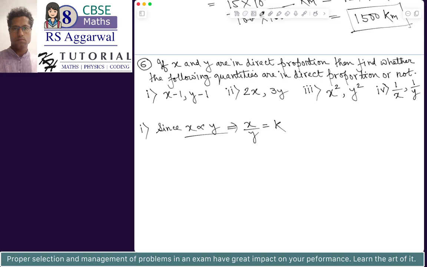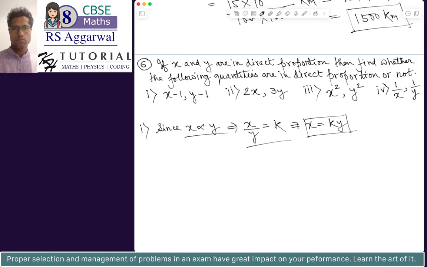Now we have to see whether the quantities x minus 1 and y minus 1 are in direct variation or not. Now let's see, from the fact that x by y is a constant k, we can say that x is equal to ky. We have this x is equal to ky from this fact that the ratio x by y will be a constant, since the quantities x and y are in direct variation. So we can say that x is equal to ky.